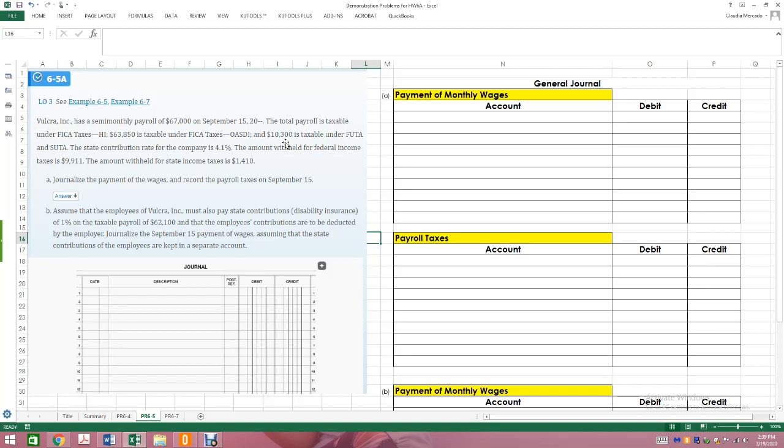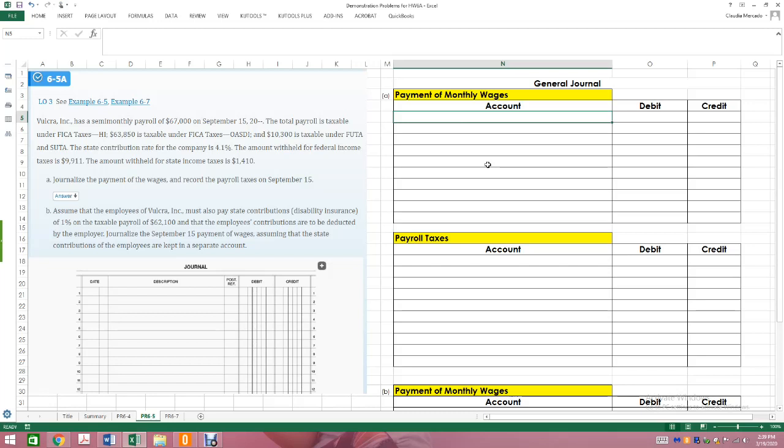The state contribution rate for the company is 4.1%. The amount withheld for federal income taxes is $99.11. The amount withheld for state income taxes is $14.10. Letter A. Journalize the payment of the wages and record the payroll taxes on September the 15th. So we have to do the entry for the payment of the wages and the payroll taxes as of September 15th. So let's start off here with the first account.